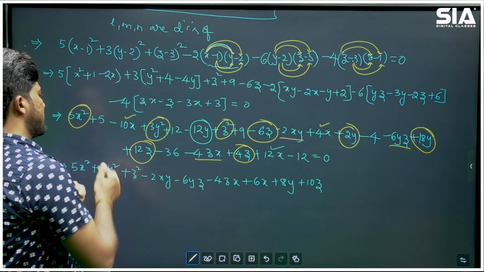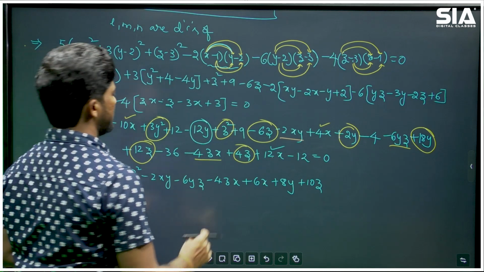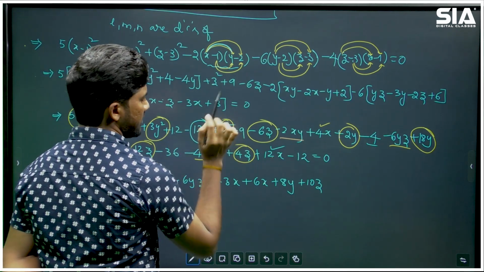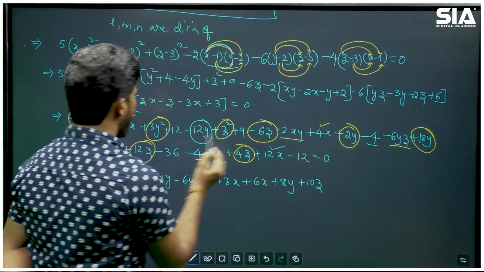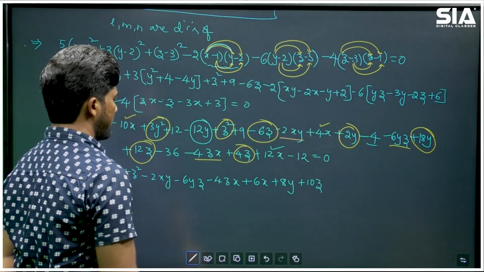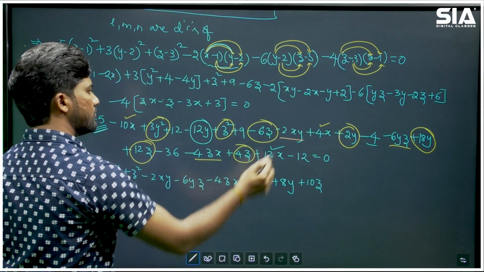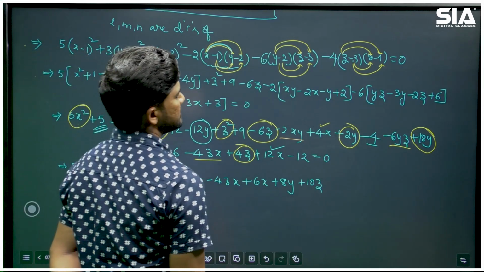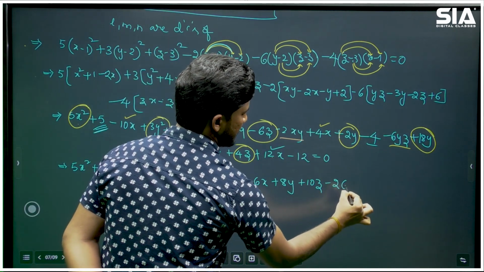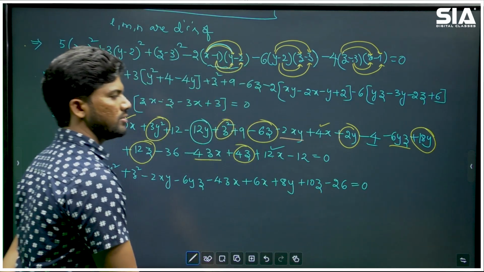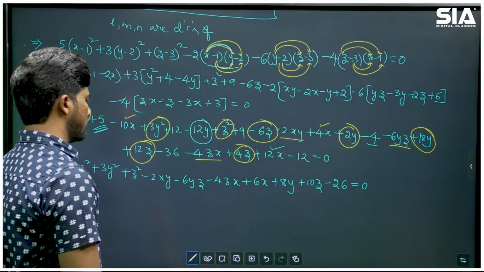Now come to constant values. What are the constants here? 5 is one value, and 5 plus 12, 17 plus 9, 26. 26 minus 4, minus 36, minus 40, minus 12, minus 52. Minus 52 plus 26, you will get minus 26 equal to 0.